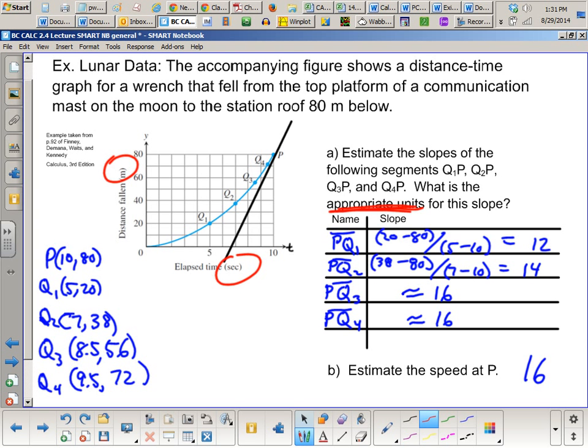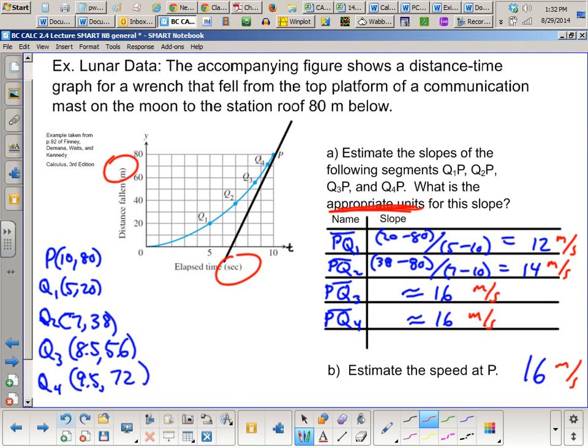So this means that between the 5th second and the 10th second, the average speed was 12 meters per second. That's for the first and last point. When we did the second and last point, the average speed was 14 meters per second on that interval. Between the third point and the last point, the average speed was 16, roughly. It's actually a little less than 16. And the same thing with this one. So in the end, these are all meters per second, because they are slopes of a graph where it's measured in meters versus time.